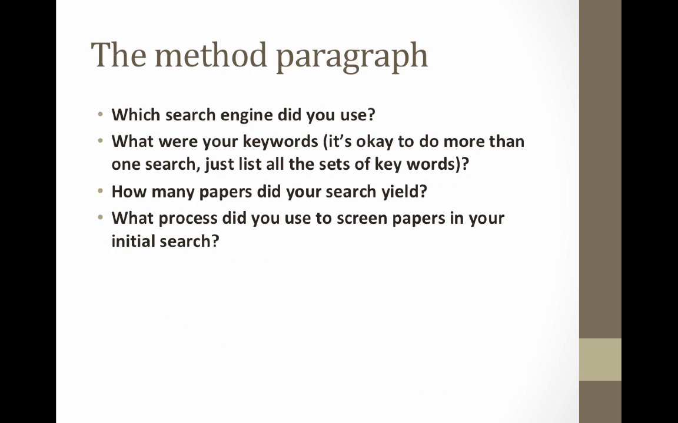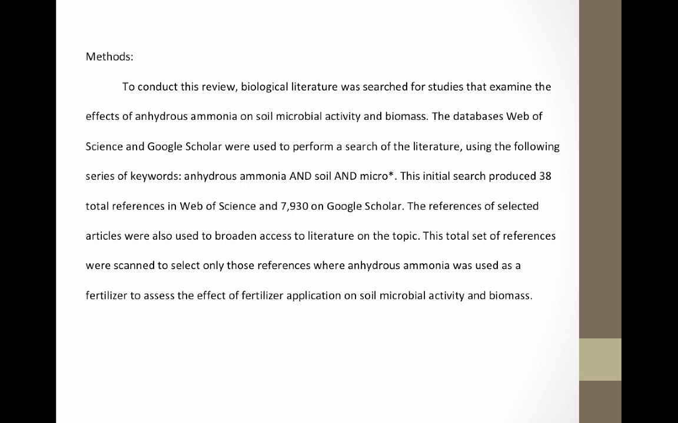So then the next thing that you're going to write is a method paragraph. This includes which search engine you used, what were your keywords, how many papers did your search yield, and what process did you use to screen the papers in your initial search? Because your initial search almost always will include many, many more papers than you intend to actually use in your review. So here is the method paragraph from the same example that I showed. Again, you could pause this video to give this a quick read.